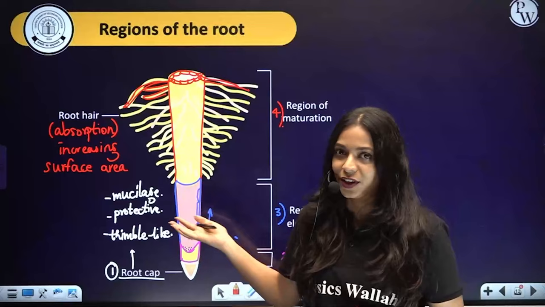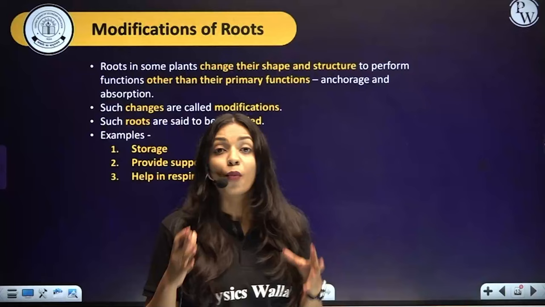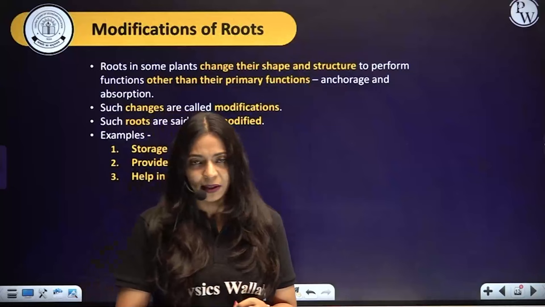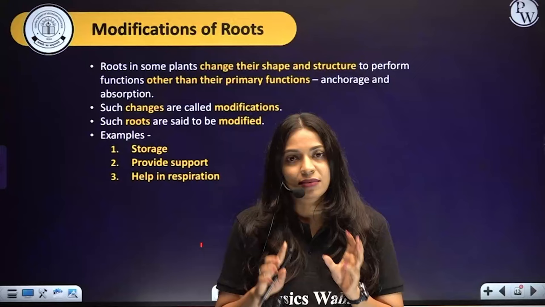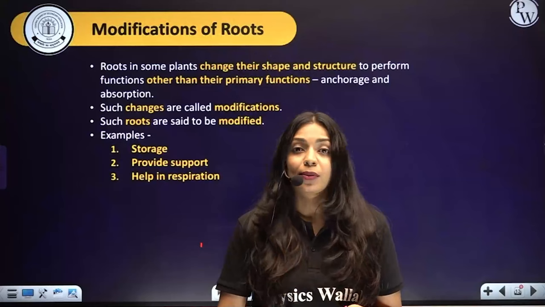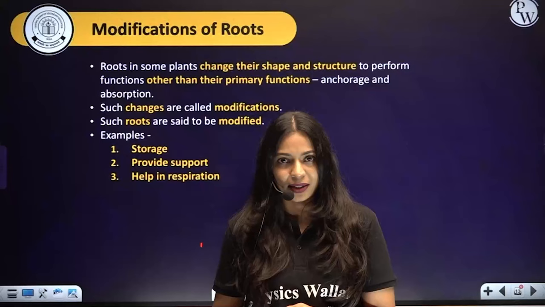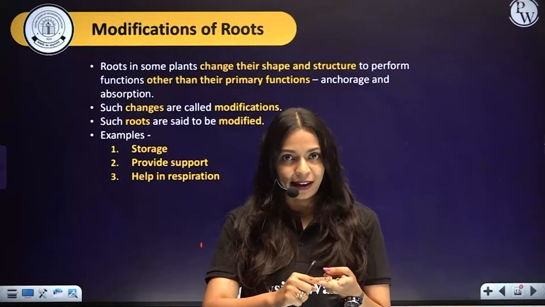All right, I hope this much is clear. Now, let's talk about modifications of roots. So at the beginning of the lecture, I told you all the things that we'll be covering today, and it included morphology and modification of root, stem and leaves, right? So what exactly is modification? Now, I already mentioned that the function of the root is to anchor the plant to the substratum, to the soil, and to help in absorption of water and minerals from the soil. If a root is performing any function in the plant apart from these two primary functions, it is said to be modified. Clear? The primary functions are absorption and anchorage.